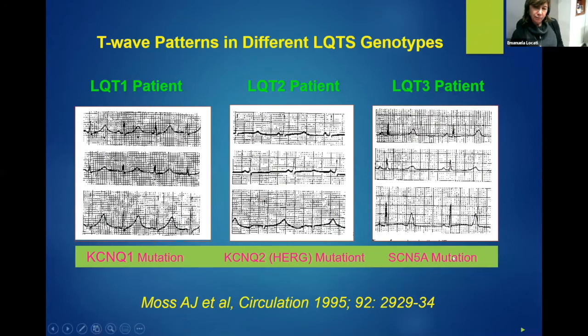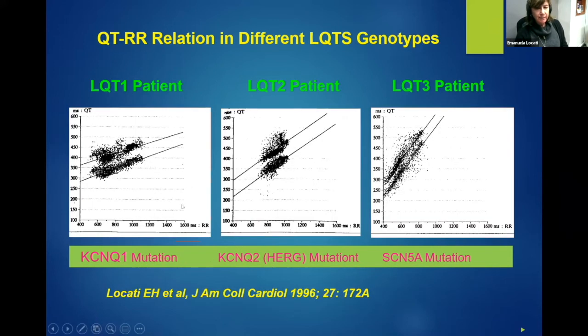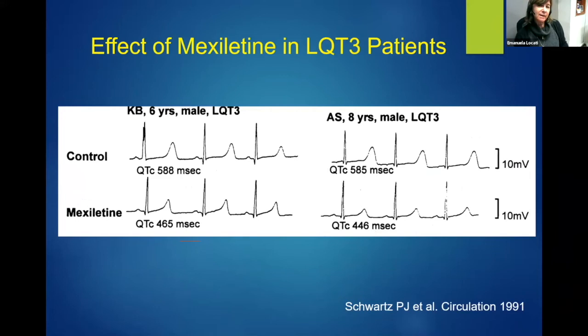Anyway, the main mutations that make up almost 90% of all the patients with long QT syndrome are the KCNQ1 mutation, which is a potassium mutation, I'm sorry, the KCNQ2 or HERG mutation, again having to do with the IKr, as I showed you before, and the SCN5A mutation, which is a sodium mutation, also responsible for the Brugada syndrome in other portions of the gene. They behave differently in terms of heart rate relation, and interestingly, also in terms of how they respond to drugs.